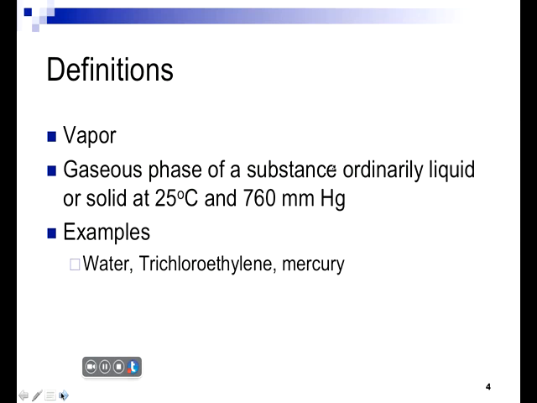Now, vapor is a little bit different. With a vapor, you have a substance that is ordinarily a liquid or solid at standard temperature and pressure conditions, but you do see some that's in the gaseous phase. So it's the gaseous phase of a substance that is ordinarily liquid or solid at 25 degrees Celsius and 760 millimeters of mercury. I think a prime example of that is water. I see a lot of water around the class. That's going to stay as water for the most part, but some of it is going to come into equilibrium with the atmosphere. And the more that comes into equilibrium with the atmosphere, the higher our relative humidity is going to be, which is an expression for water that's in the vapor phase.